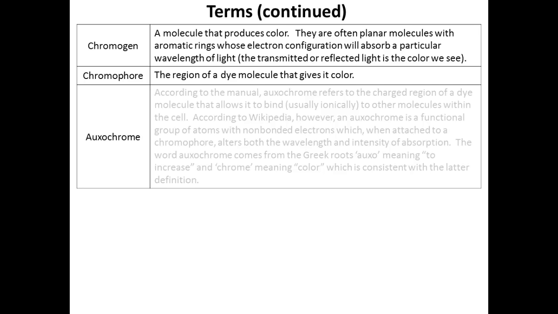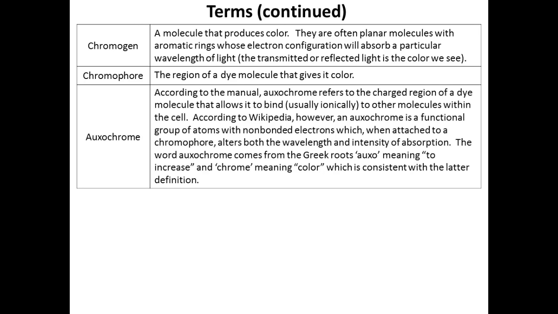The oxychrome, according to your lab manual, refers to the charge region of the dye molecule that is binding ionically to our cells, right? So that's the part that becomes positively charged when we're talking about basic dyes.